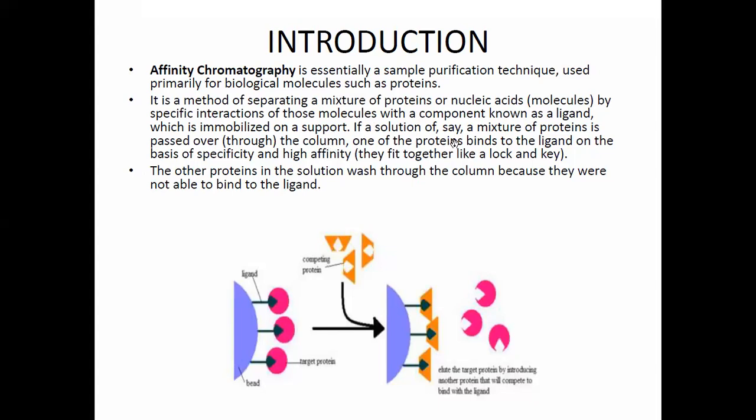So suppose there is a mixture of proteins, and it is passed through the column. One of the proteins binds to the ligands on the basis of their specificity and high affinity, which fits together like a lock and key model. And the other proteins in the solution wash through the column because they were not able to bind the ligands which are attached to the micro beads.